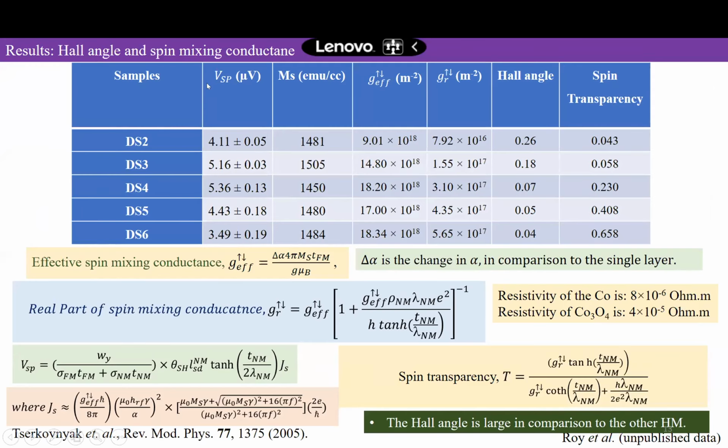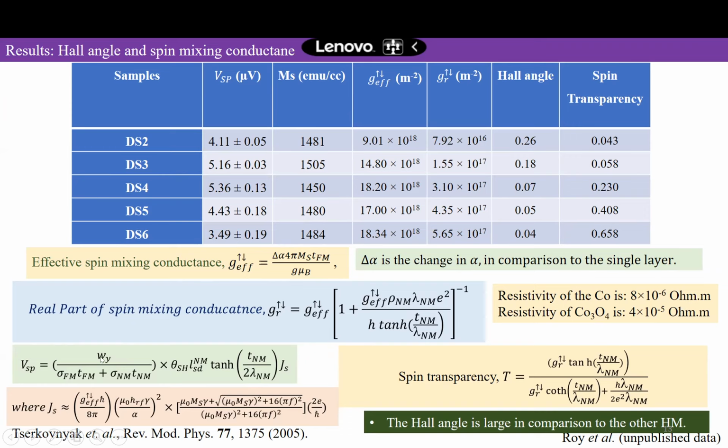Then, by knowing this spin pumping voltage, we try to figure out the spin Hall angle and the spin mixing conductance of the material. To find these, we used the following equations. First, we calculated the effective spin mixing conductance, where delta alpha is the change in damping parameter by introducing the Co3O4. For individual samples, we calculated the effective spin mixing conductance, and from there the real part of the spin mixing conductance. This spin pumping voltage is associated by this equation here, which relates to the spin Hall angle.